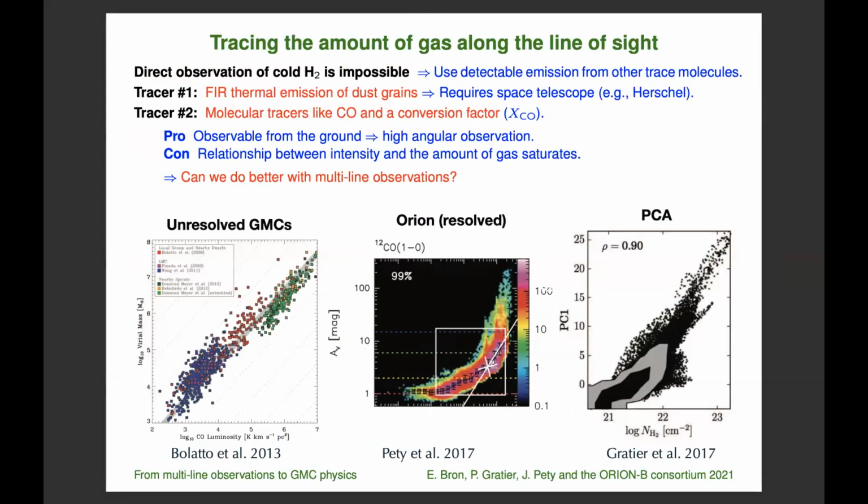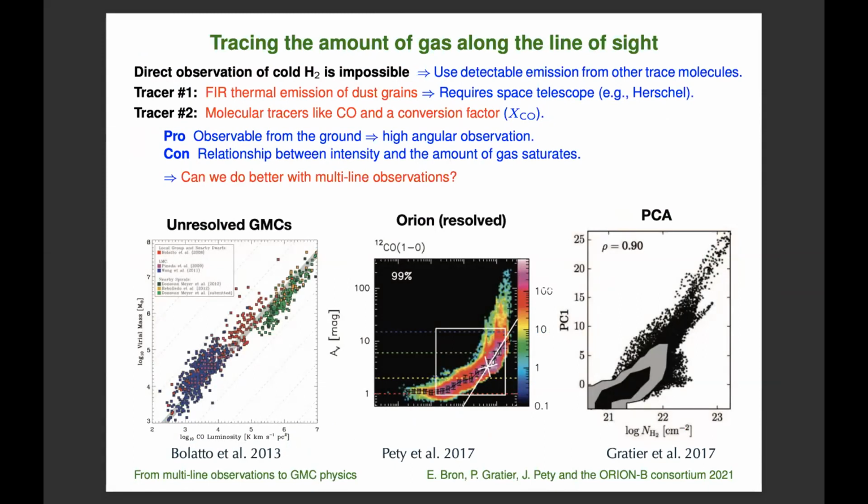So in the first third of the talk, I'll be talking about tracing the amount of gas along the line of sight on the sky. So we all know that direct observation of cold H2 is impossible, so we need to use detectable emission from other tracers. The first one that is often used is far infrared thermal emission of dust grains, but this requires a space telescope. The last one we had was Herschel.